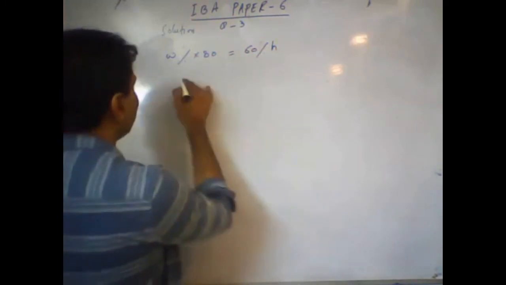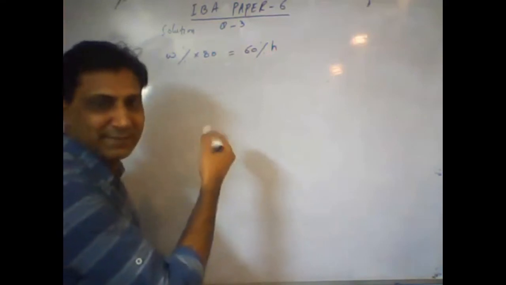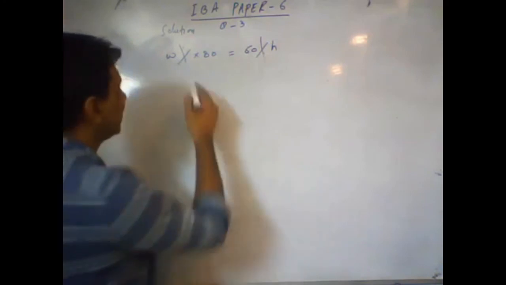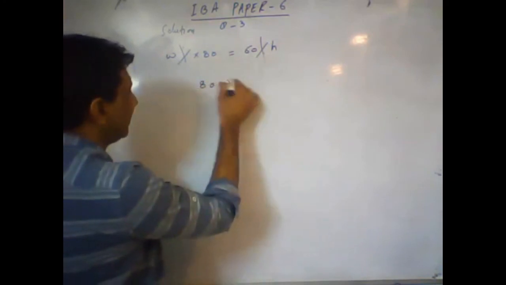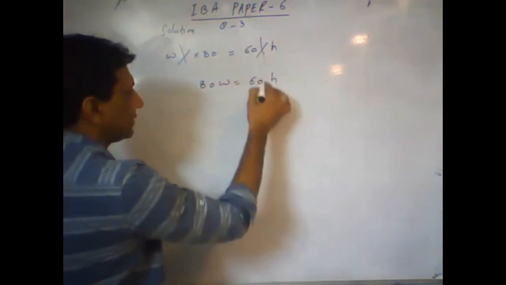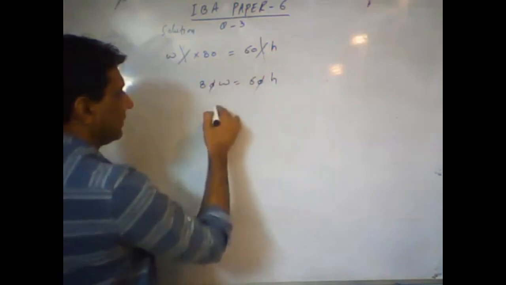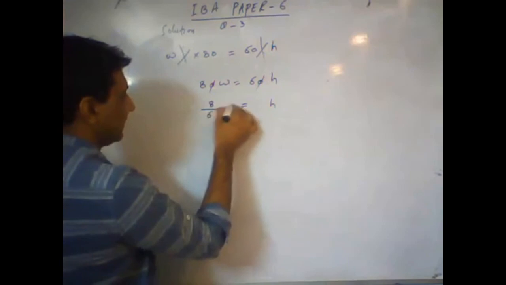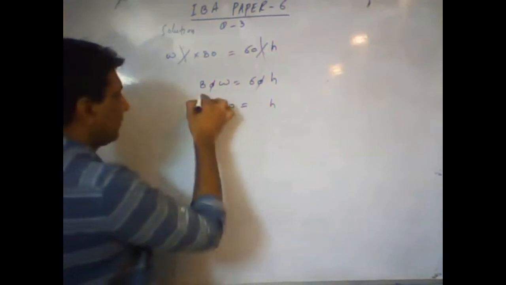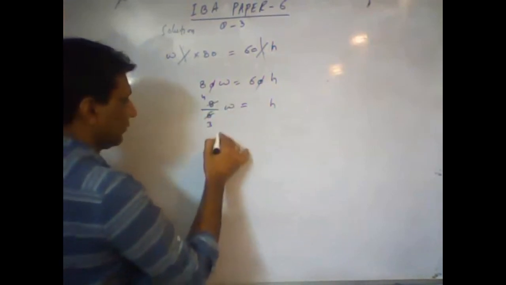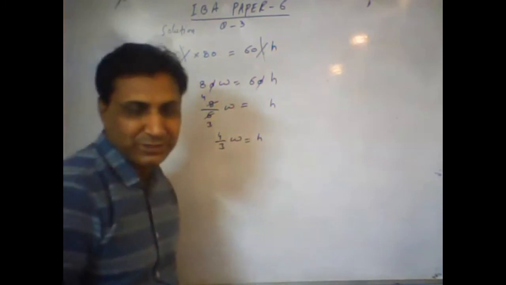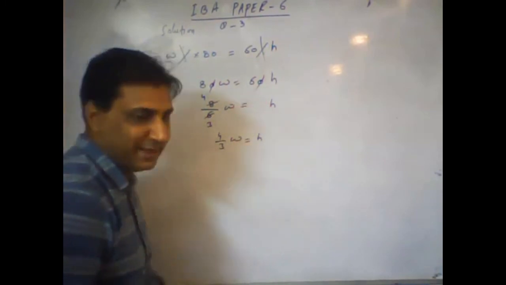Whenever you see a percentage sign, it means over 100. So you can just cancel these two out on both sides. So this is 80W equal to 60H. Cancel the zeros. So H is equal to 8/6 W. Cancel them: 4/3. So (4/3)W is equal to H. So the answer is A.